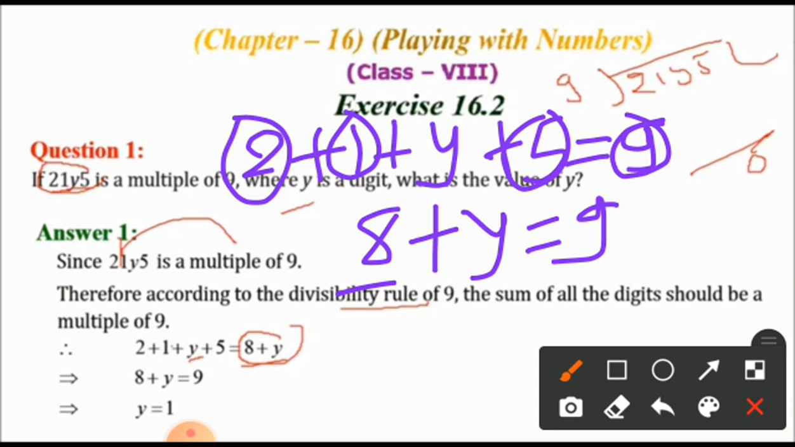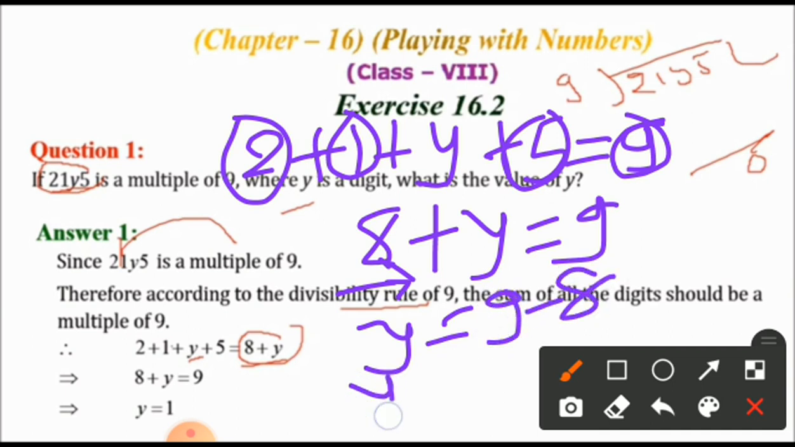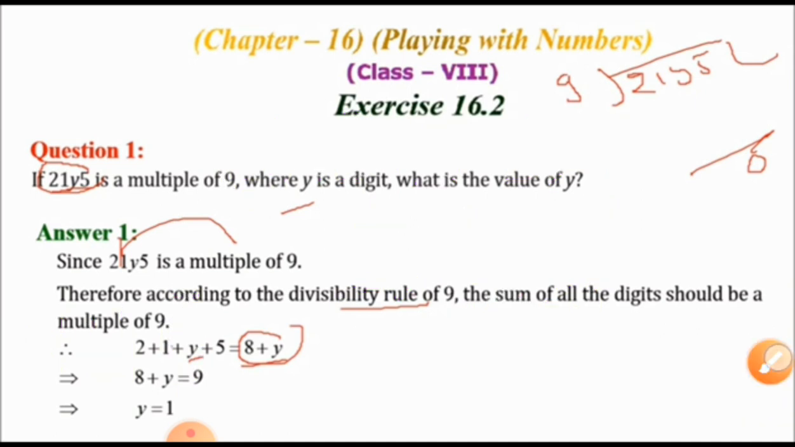Isn't it? So what can I do now? This number has to shift to the right side. This is a plus number, it is going to the right side. That means 9 minus 8. And now you have 9 minus 8, which is 1. So if you put 1 here, then this number is divisible by 9. 2115 is the number divisible by 9. Okay, 2115. Let's check.